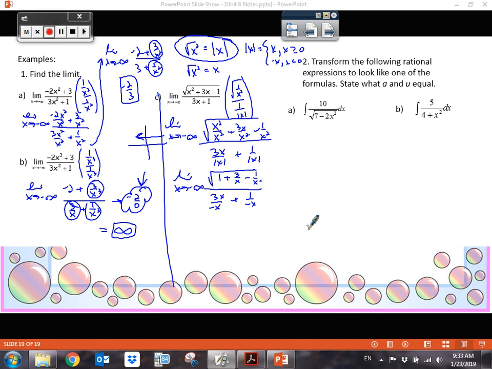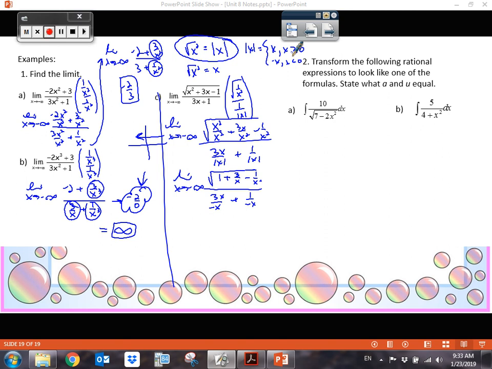Now, if my limit was going to positive infinity, would I be using negative x down here? No, I would be using this top branch, right? I'd be using positive x to simplify. Are we all clear on that? Okay. So now, let's take the limit.